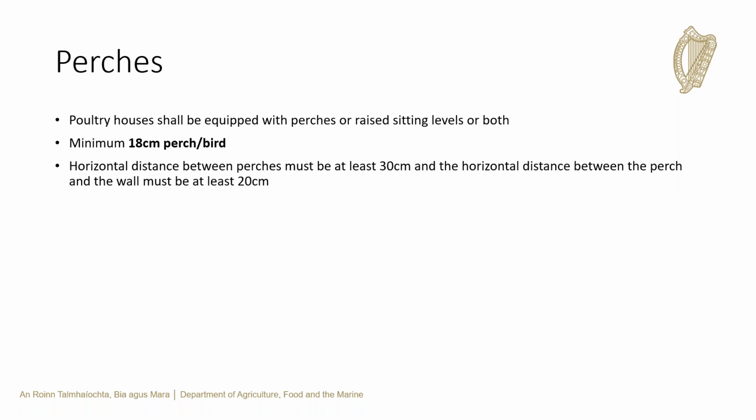In terms of perches then, there must be perches or raised sitting levels in an organic poultry house. Minimum is 18 centimetres of perch per bird, and the horizontal distance between the perches must be 30 centimetres, and between the perch and the wall can be 20 centimetres, and that comes from 9974.